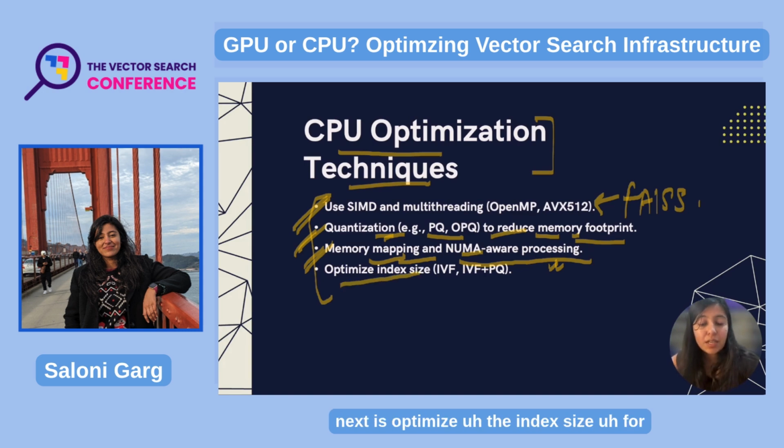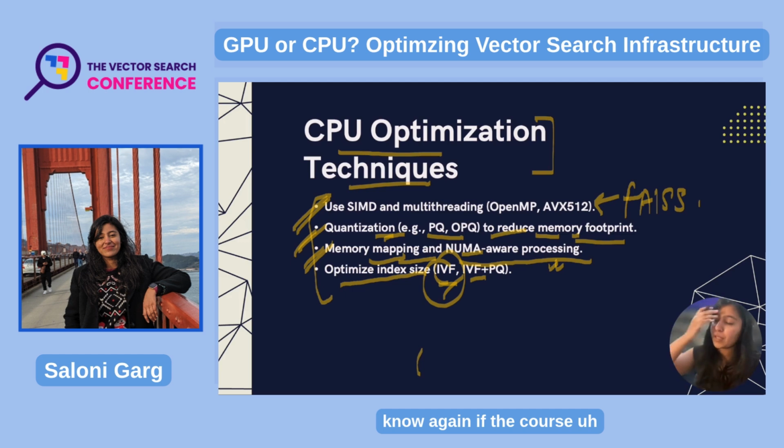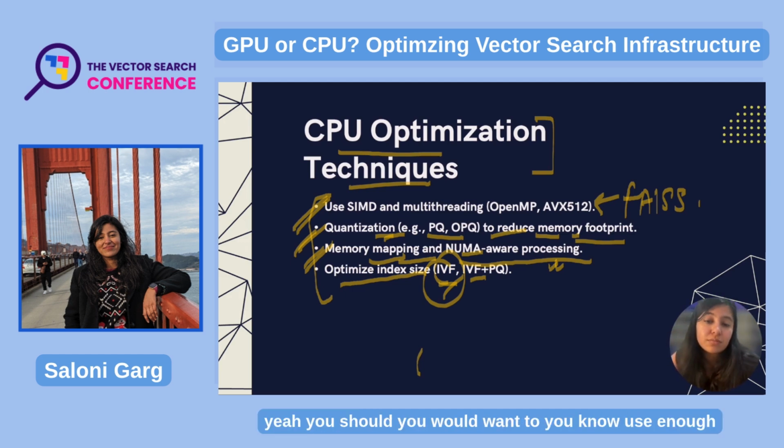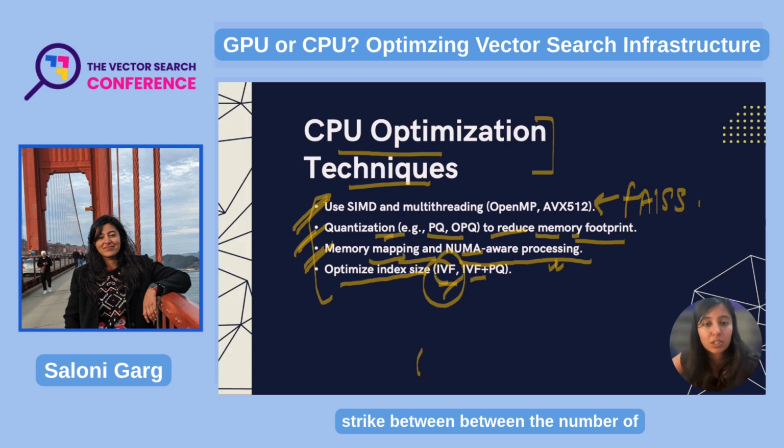Next is optimizing the index size for IVF or IVF plus PQ. Index tuning is super important again. IVF is fast, but only if your coarse quantizer is well parameterized. So you would want to use enough centroids to maximize the candidate set size, but not so many that you increase the lookup overhead. There is a balance that you need to strike in the number of centroids that you would want to have.